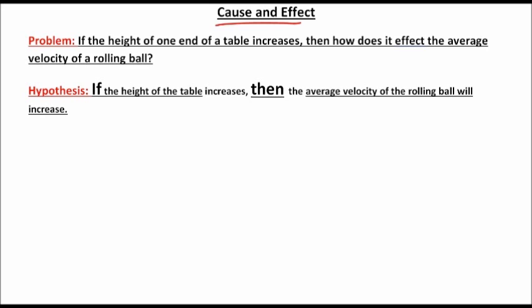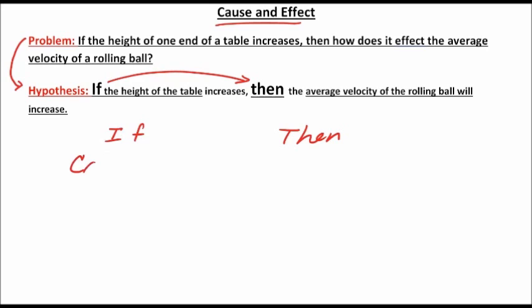And our 10 imaginary students used this idea of cause and effect, even if they didn't realize they did. Their problem says, if the height of one end of the table increases, then how does it affect the average velocity of the rolling ball? And our 10 students took that problem, simplified it, and then turned it into a hypothesis, an educated guess as to the answer to this problem. And their hypothesis was stated in if-then format. This if-then format simply means that if one thing happens, then something else will happen because of it. And it is actually cause and effect. If, then.